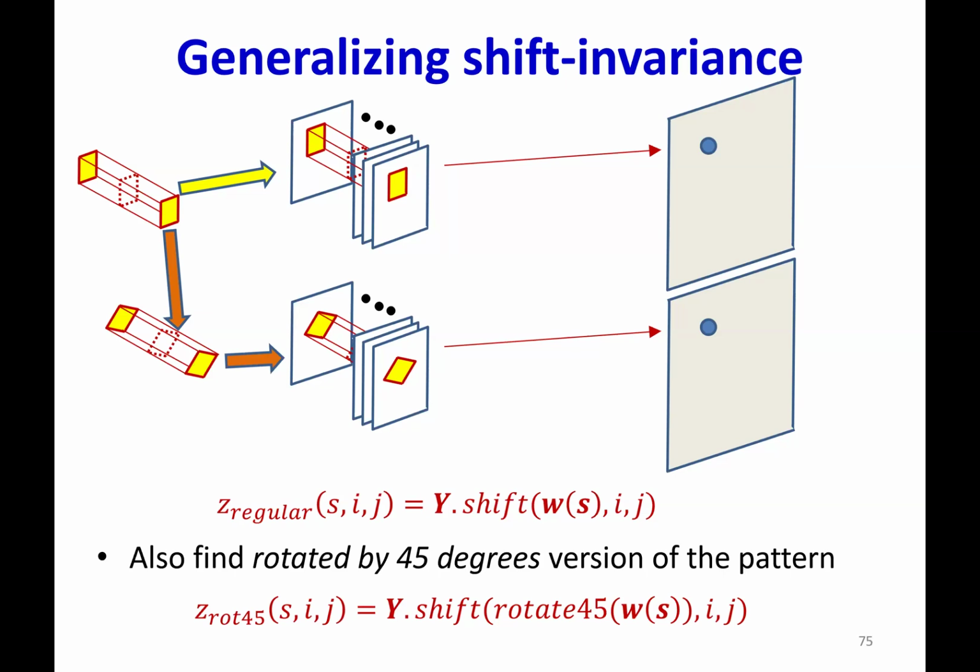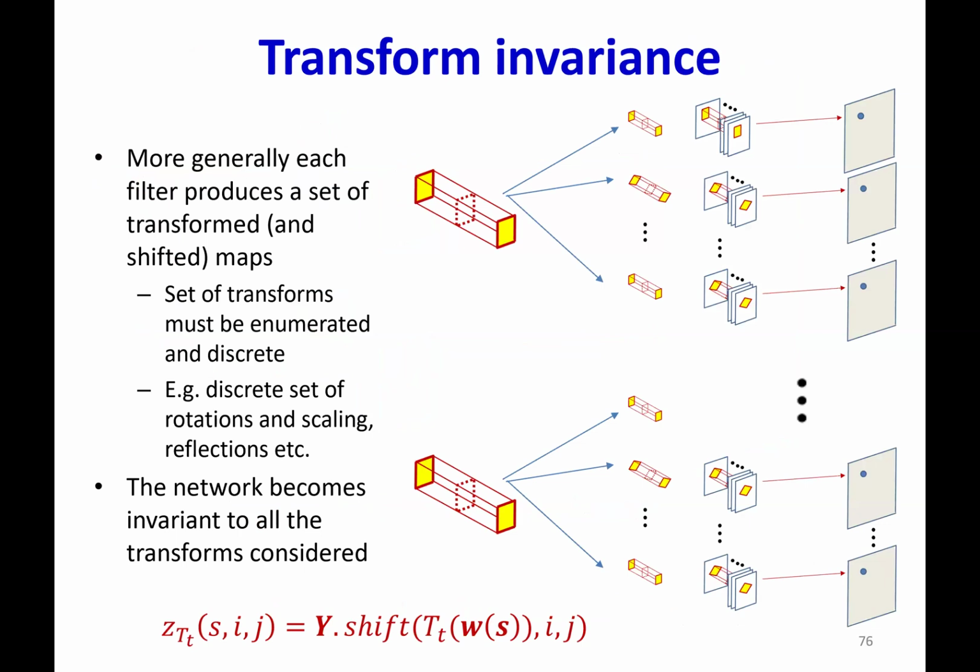Right. And so if I want generic transform invariance, here's what I'm going to do. For each filter, I'm going to enumerate all of the transformations that I want to permit invariance to. So if I want to permit invariance to a rotation by 45 degrees, one of the transformations is going to be rotation by 45 degrees. If I want to introduce invariance to reflection, one of the transformations is going to be a reflection of the original filter. And so from each filter, I will get all of these transformed filters, one per transform, and I would be scanning using all of the transformed filters.